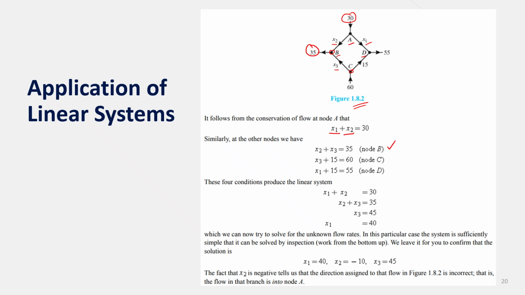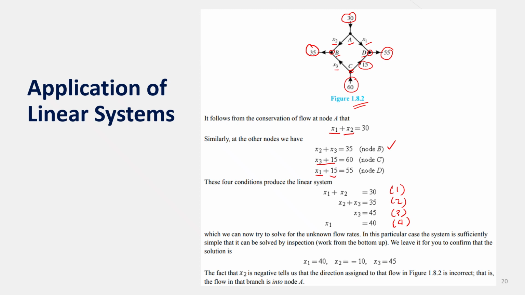And then you conduct it again. So for node C, 60 equals 15 plus x3. And then node D is x1 plus 15 equals 55. And then you put all these equations together, so you have four equations.